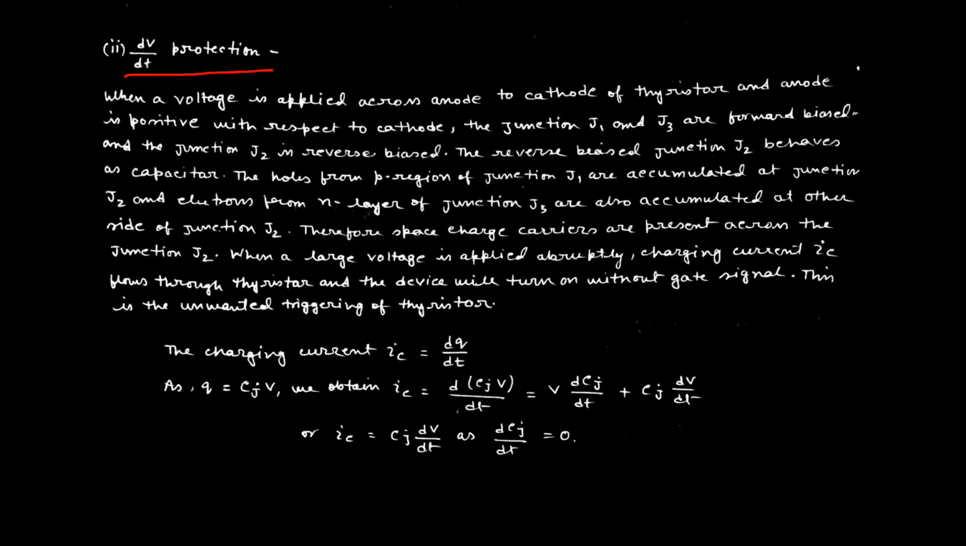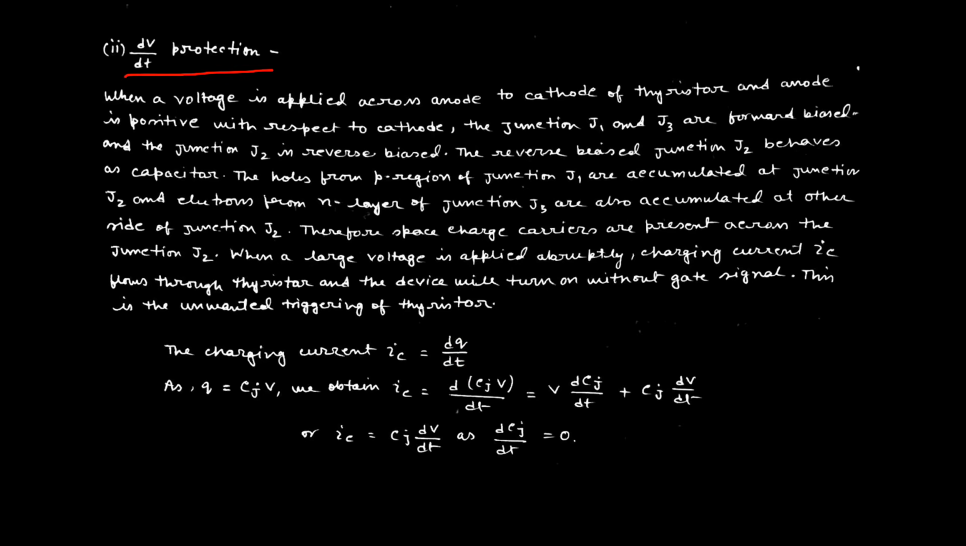In this case, the charging current, defined by IC, is flowing across the reverse-biased junction J2 for an abrupt or sudden change of the supply voltage. That is why high dV/dt stress is applied on this junction J2. That is why IC is defined by dQ/dt.